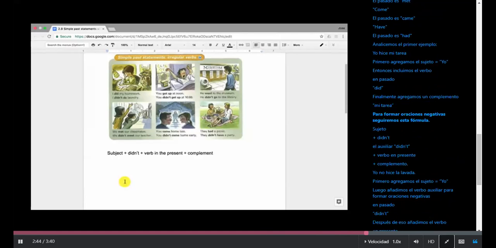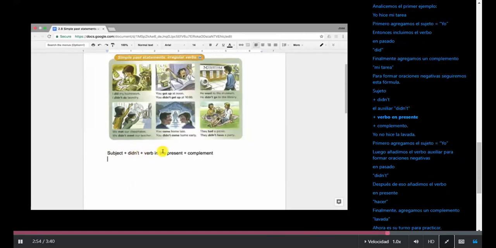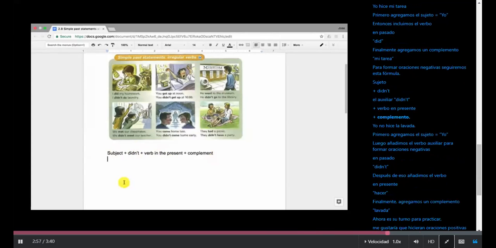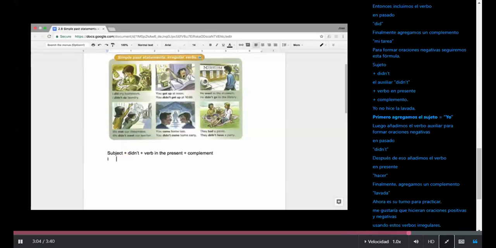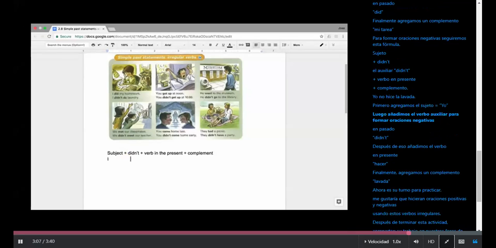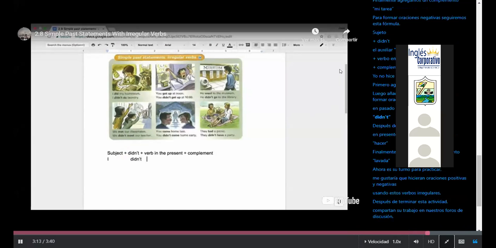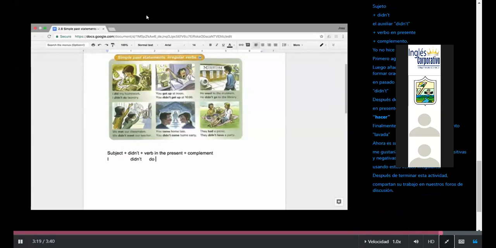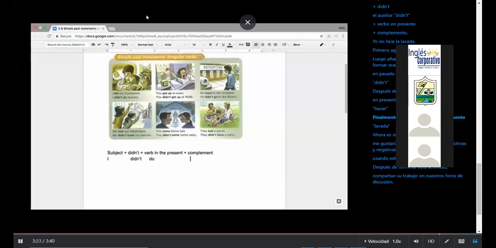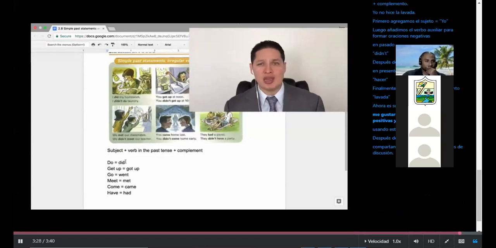To form negative statements, we will follow this formula. Subject plus the auxiliary didn't, plus verb in the present, plus complement. I didn't do laundry. First, we add the subject I. Then, we add the auxiliary verb to form negative statements in the past. Didn't. After that, we add the verb in the present. Do. Finally, we add the complement. Laundry. Now it's your turn to practice. I would like for you to make positive and negative statements.